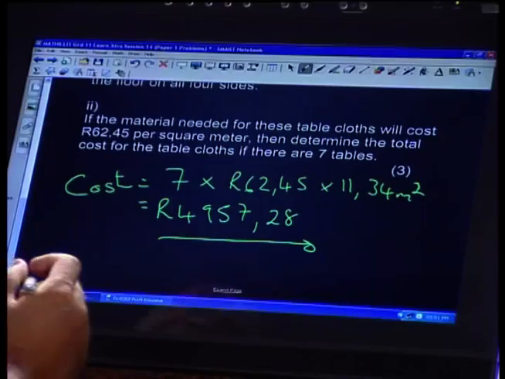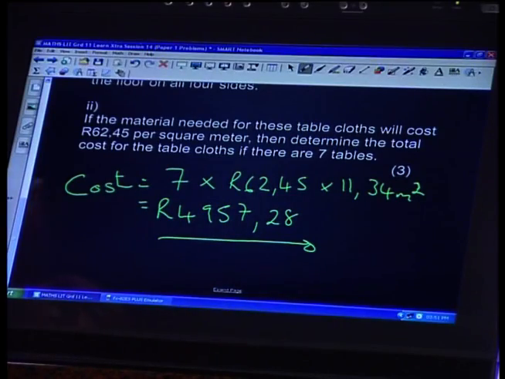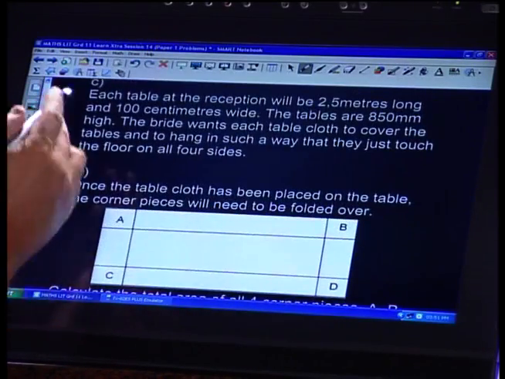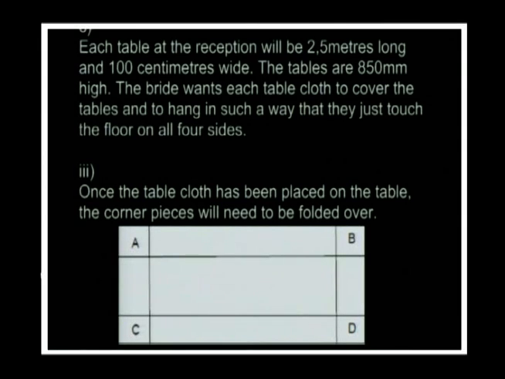But then the wife comes along and she just adds on and says, I want tablecloths. And you know what, pal? They're going to cost you 4,957 Rand and 28 cents. Okay, so our wedding costs are getting a bit much here. Right. Now, next question.